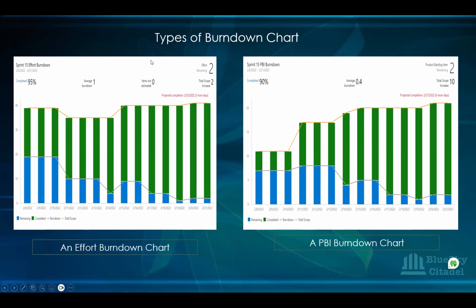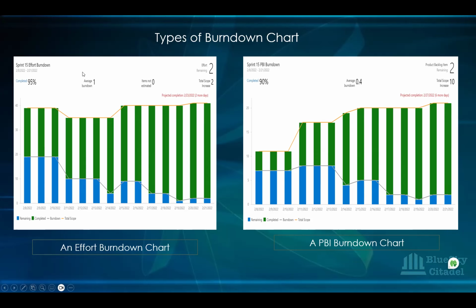Okay, that is what this is tracking. It's for the same duration, sprint 15, but it's the effort burn down. One of the things you want to do when you start generating your chart is give it a title that will help anybody looking at it understand what they're looking at. Okay. And then you can see here that on the effort they are 95% complete, but on the product backlog item, it's 90% complete.